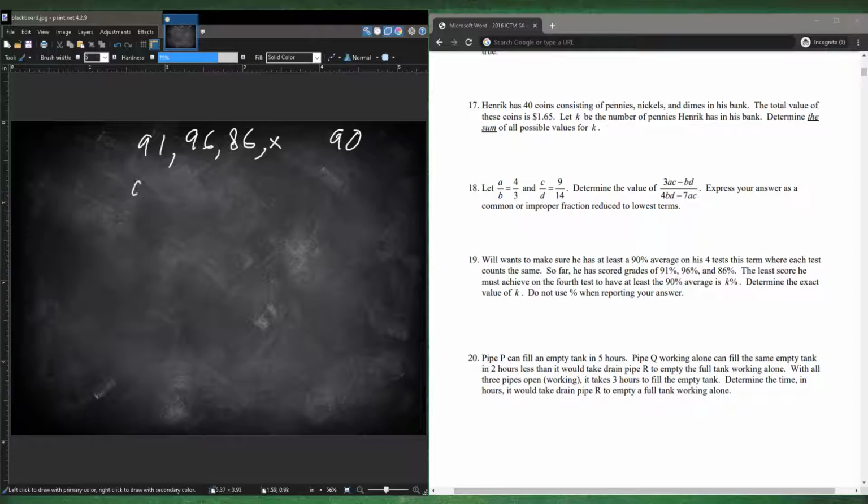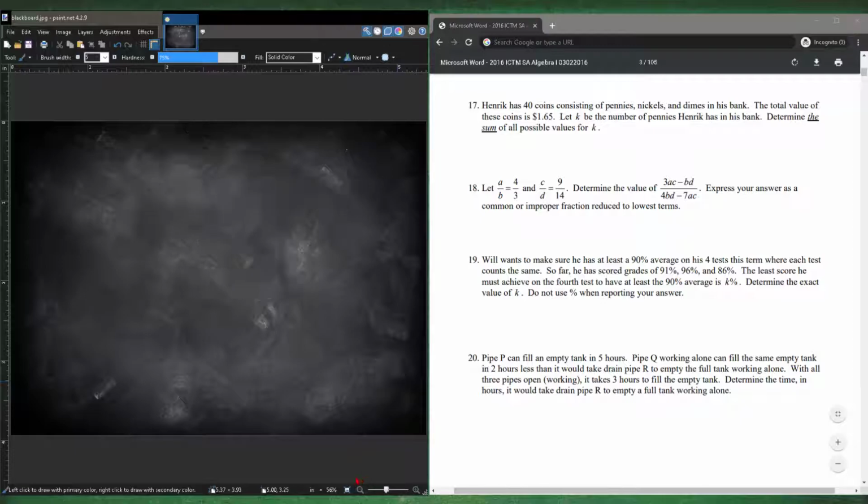Okay, so the average is just 91 plus 96 plus 86 plus the total amount of points together divided by 4, because there's 4 of them, 1, 2, 3, 4, and that's equal to 90. So x is equal to, using your calculator, 90 times 4 minus 91 minus 96 minus 86, and you should get an 87 as your answer for number 19.